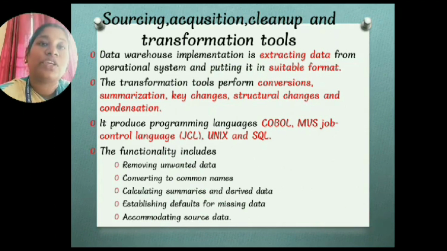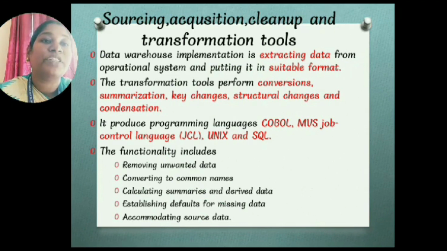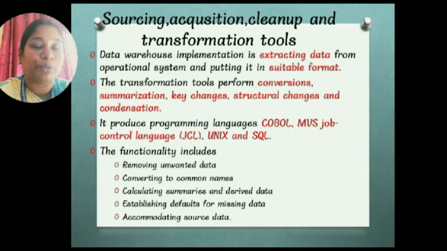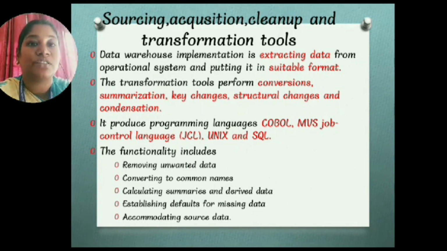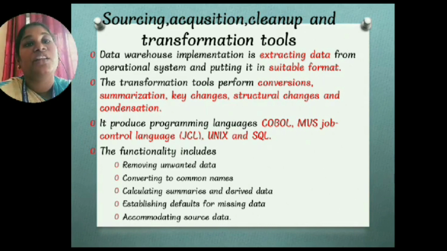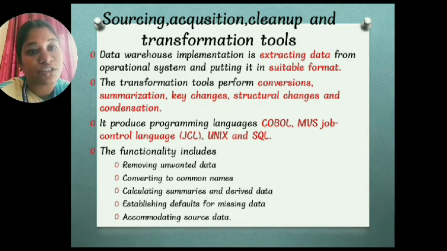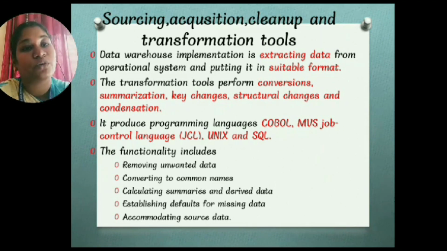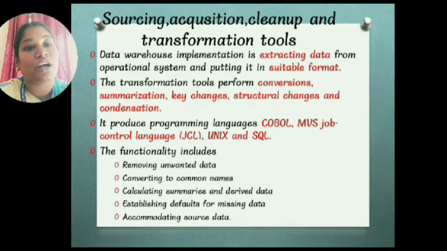In sourcing, acquisition, cleanup, and transformation, the tools implement extracting data from the operational system and putting it in a suitable format. The transformation tools perform conversion, summarization, key changes, structural changes, and consolidation. They produce code in programming languages such as COBOL, MVS, Job Control Language, Unix, and SQL. The functionalities include removing unwanted data, converting to common names, calculating, summarizing, and delivering data, establishing defaults for missing data, and accommodating source data.